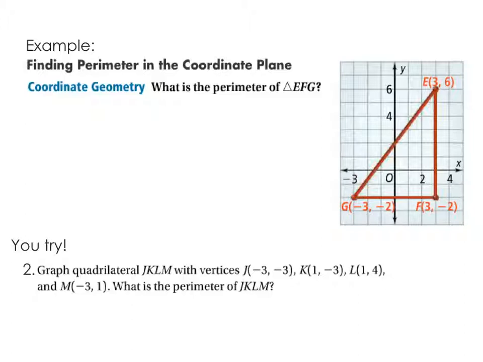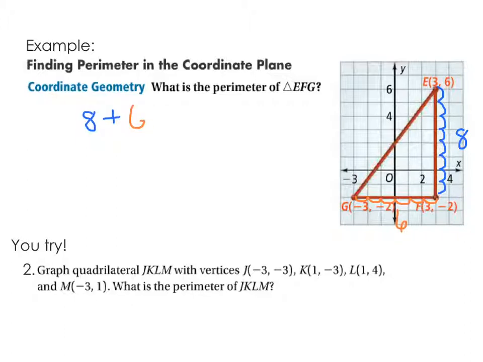So to find the perimeter, again, we're just going to add up all the sides. This side from E to F is easy to find because it's a vertical line, so we can simply just count. So let's do that. 1, 2, 3, 4, 5, 6, 7, 8. So this is 8. Plus, and again, we have another side that's easy to count from G to F because it's horizontal, so we can just count that. 1, 2, 3, 4, 5, 6.